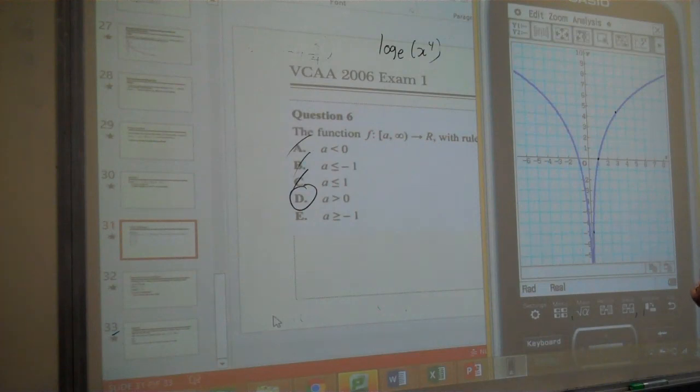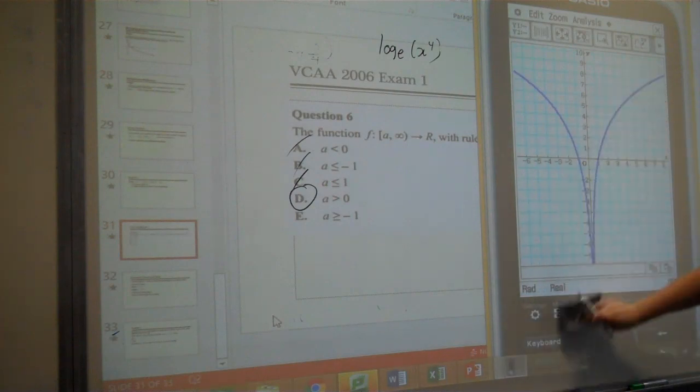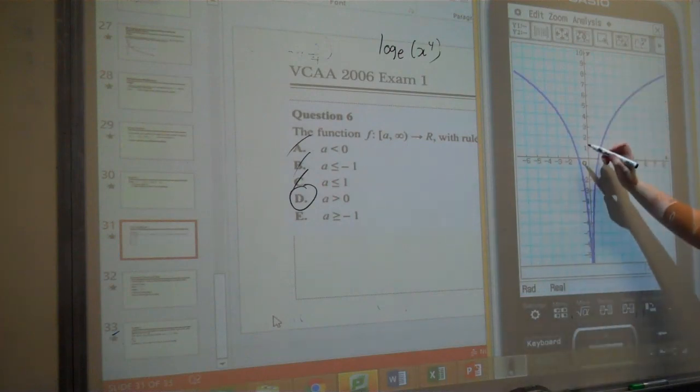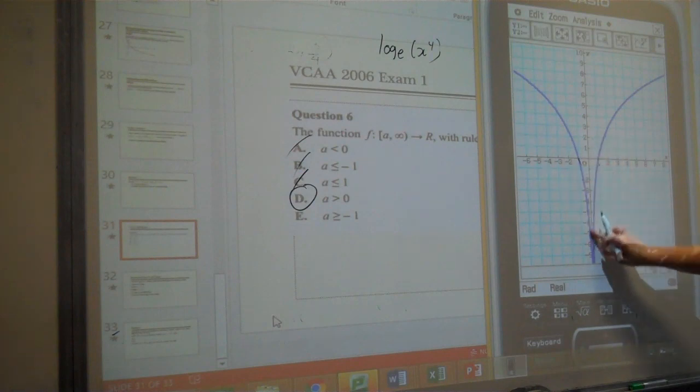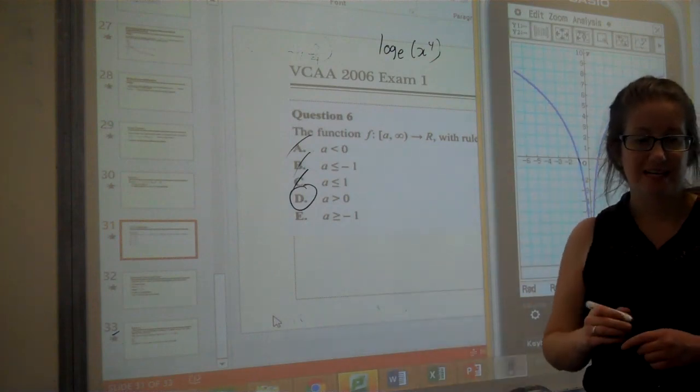We can consider E as well to make certain that we were correct. Well, a greater than or equal to -1, if I took an option of a equal to -1 and drew from here to infinity, no, it is not going to be one-to-one. So our final answer there is D.